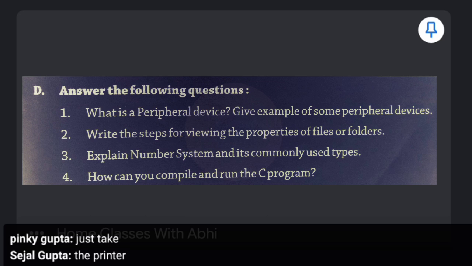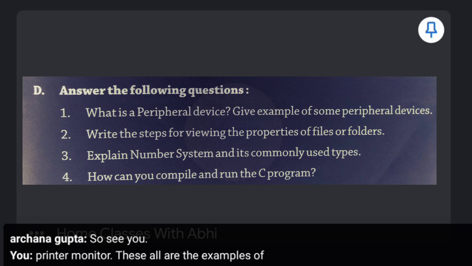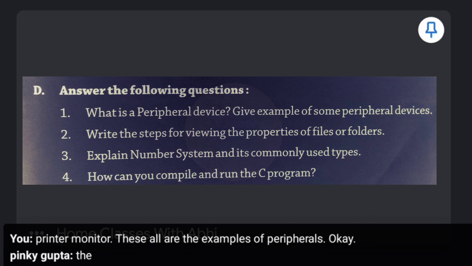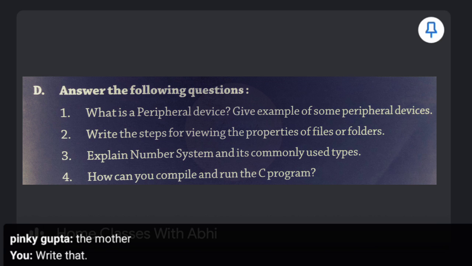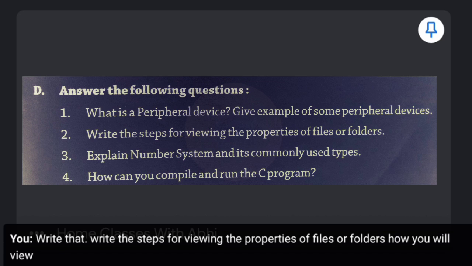Printer, mouse, keyboard, joystick, speaker, monitor. These all are examples of peripherals. Okay. Write the steps for viewing the properties of files or folders. How will you view the properties?